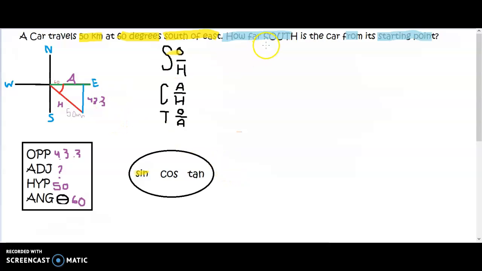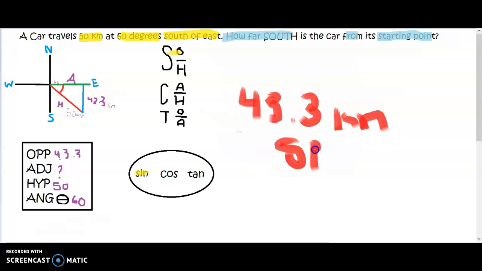No, we don't have to solve for the adjacent, because all we had to do is figure out how far south the car is from the starting point. If we see the y-axis is south, the car is 43.3, and we have to remember to put our unit, kilometers, south from the starting point. So that is our final answer. We're going to write it nice and big: 43.3 kilometers from the starting point. You don't really need to put the SP, but I'm just doing that for demonstration purposes.